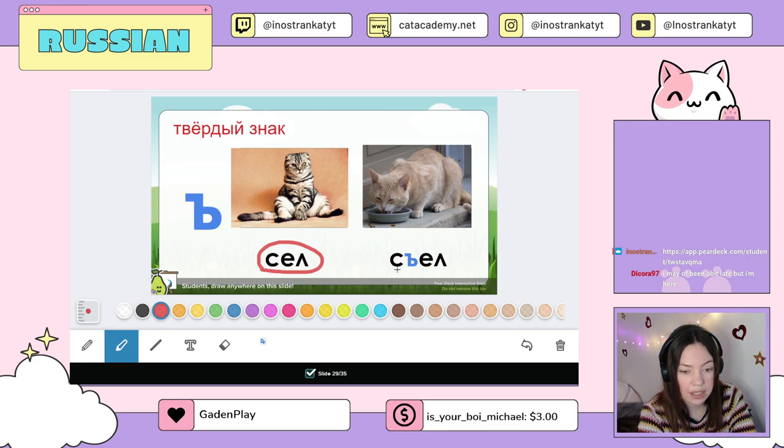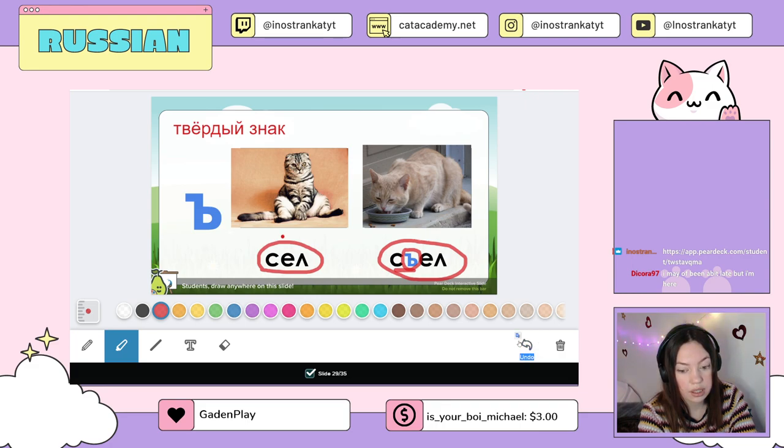And if we have exactly the same letters, but with this твёрдый знак, and we read the whole word together, it will be сел. So this first S will be hard, not soft. Сел means ate food. Сел, сел.